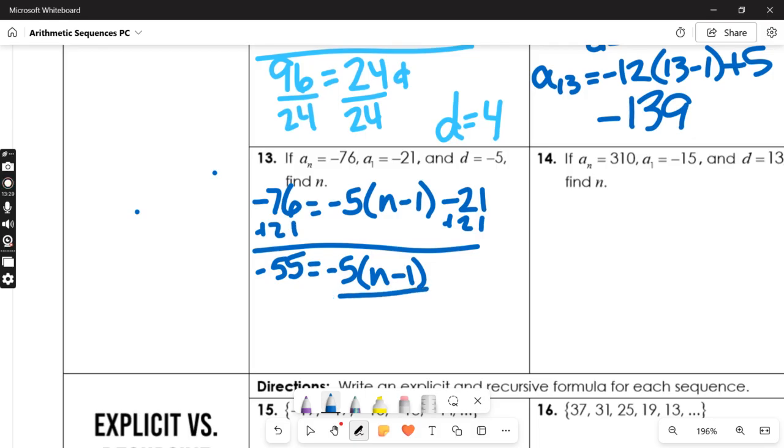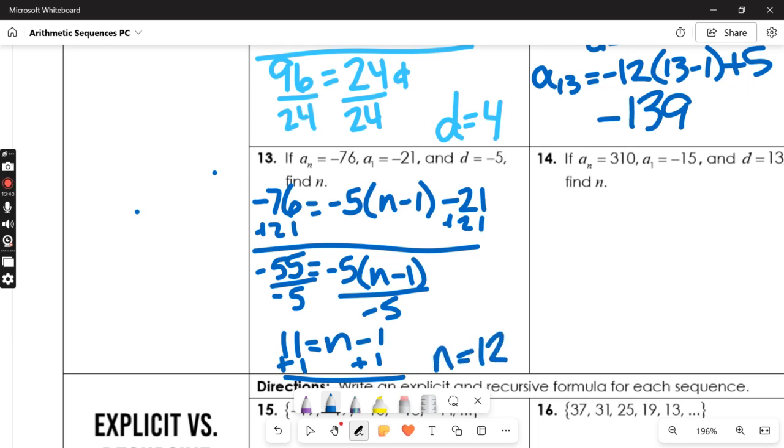You can distribute if you want, but I'm just going to go ahead and divide by negative 5. So I have 11 is equal to N minus 1. And then I just have to add 1. So I get that N is equal to 12.